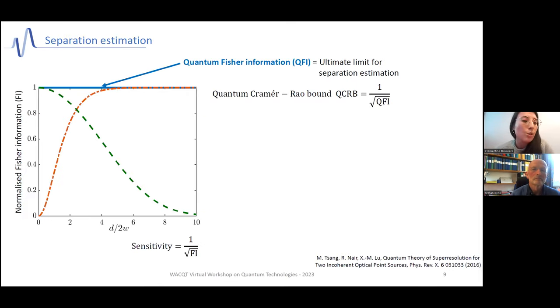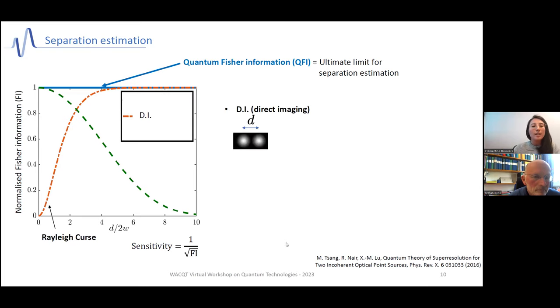The tool that is used in quantum metrology to study the sensitivity of measurements is the Fisher information, as Nicolas said. In blue here, you have the quantum Fisher information for the separation estimation. And in orange, you can see the Cramér-Rao bound, the Fisher information for direct imaging. This graph shows exactly what we observe experimentally: for large separation, we can measure the separation very easily. But when we go to a very small separation, the Fisher information vanishes to zero, and this is the really the curse.